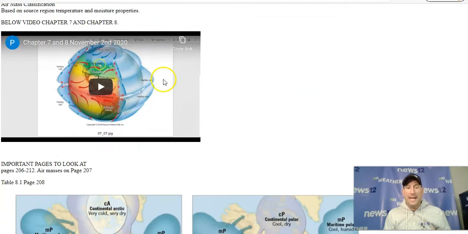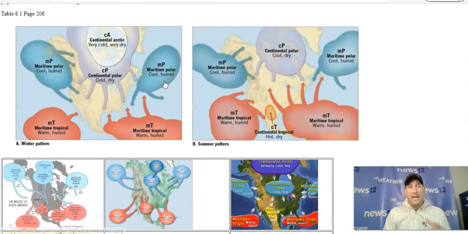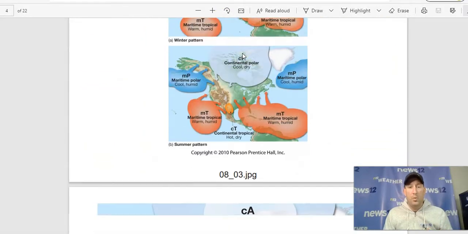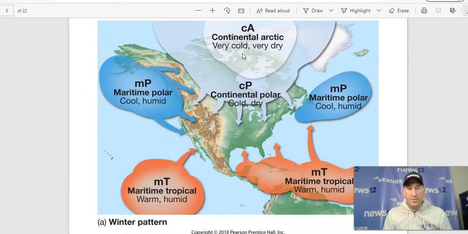So when we're thinking about air masses, we have to look at, is it coming from a moisture source or is it coming from a land source? And when we look at these land versus moisture sources, we're going to be looking at a couple of different things. So just very quickly, here's the winter weather pattern. We have very cold, very dry air, which is continental Arctic. And then we have warm and humid air, which is maritime polar.